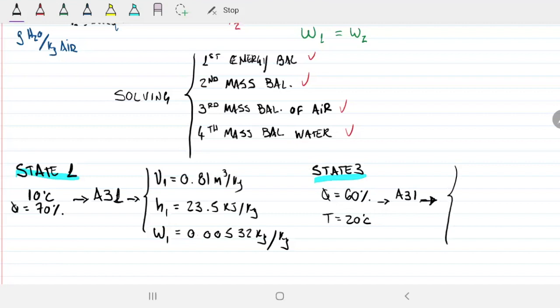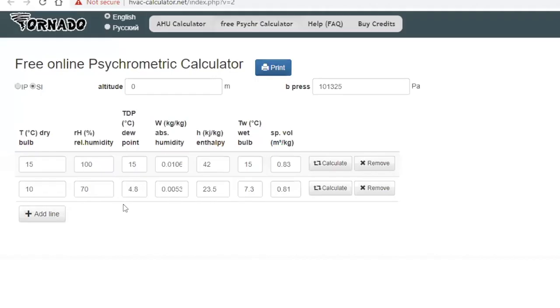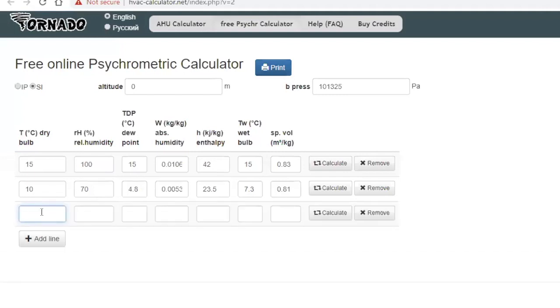In a previous class, one student said that if you only had half the screen, you get different values, because apparently this website approximates it or something. And I'm sure he's getting the same values that I did. This one is 20, and a relative humidity of 60. And just like that, we have everything else. So I'm going to grab this value here, omega for state 3, enthalpy for state 3, and my specific volume for state 3.